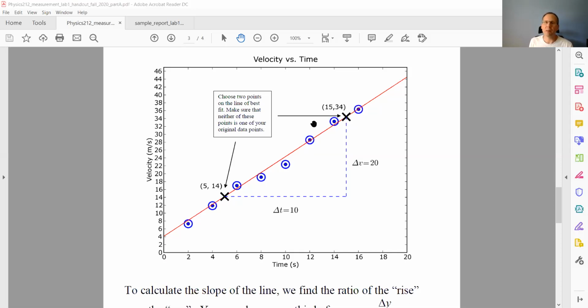But again, the point I wanted to make was that when you're calculating the slope, make sure you use two points on the line of best fit. Okay, don't use two of your original data points.